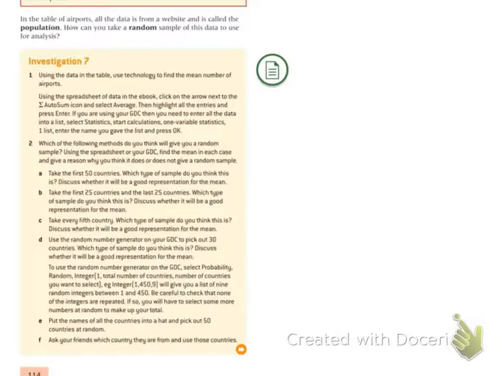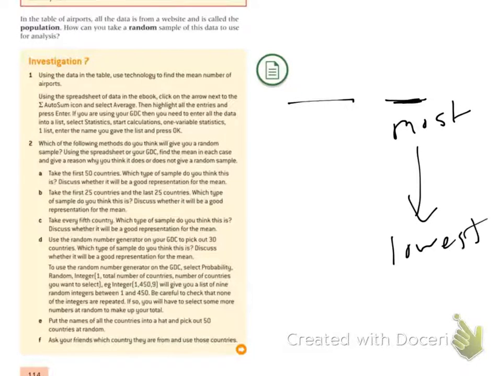But the list has the country here, and then it has the number of airports. Well, they're actually listed from the most to the lowest. So that's why they're not in alphabetical order. So in this case, if I take the first 50 countries, that definitely is not going to be random, because you're taking the top 50 countries that have airports. So I don't think that would be a very good random sample at all. So that would be very systematic. You're taking the ones with the most.